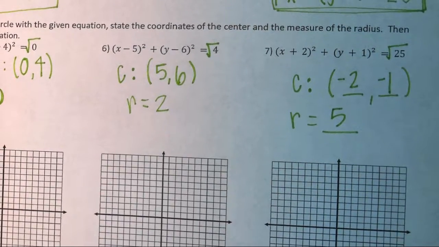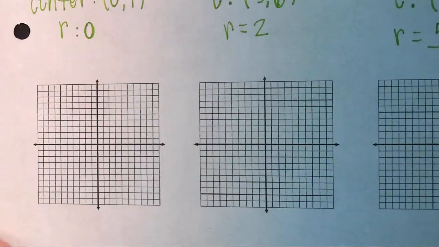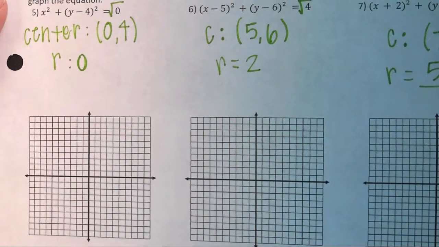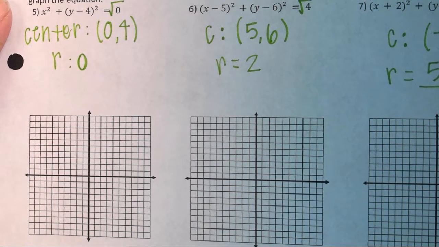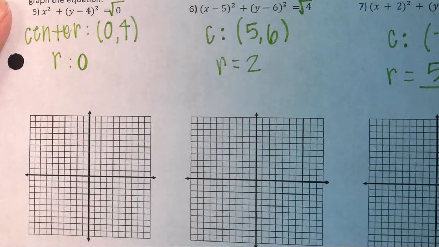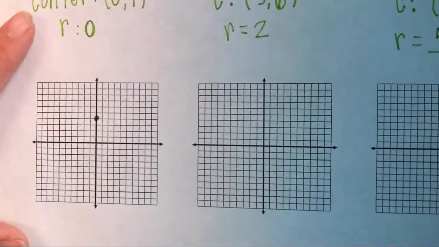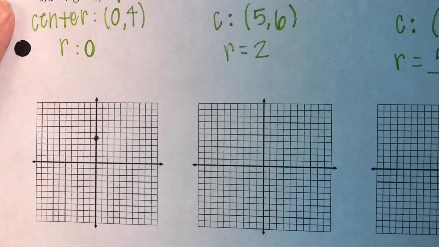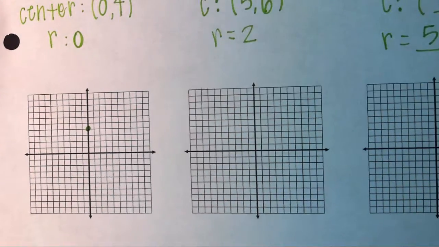Okay, so from that equation, we can graph it. So let's go back to number 5. The center is at 0, 4. Go put a dot at 0, 4. It has a radius of 0. This is a bad example to start with because there's not a circle. It's just a dot because there's no radius.